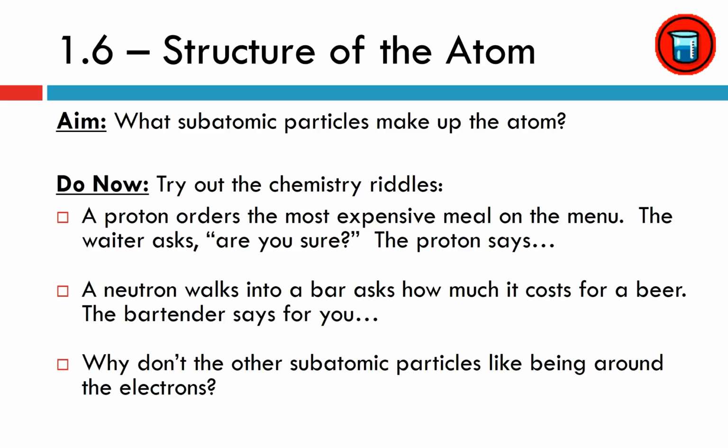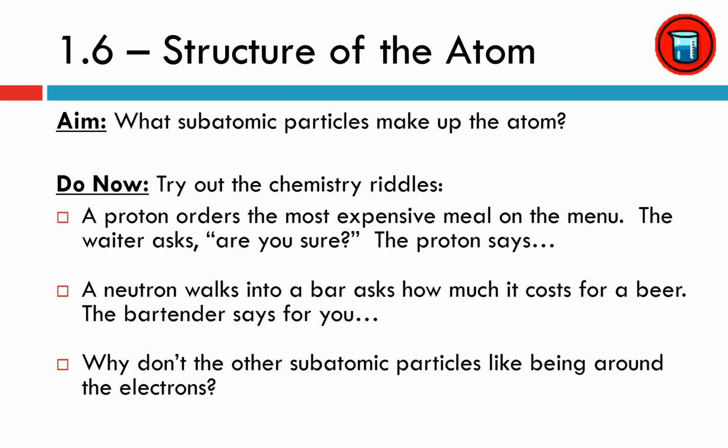In today's lesson we're going to look at the different subatomic particles that are present in an atom. We're going to talk about some of their general properties, and we're going to discuss how to figure out the number of subatomic particles that are present in an atom. For now, I've given you a couple of chemistry riddles, so pause the video and give them a shot.